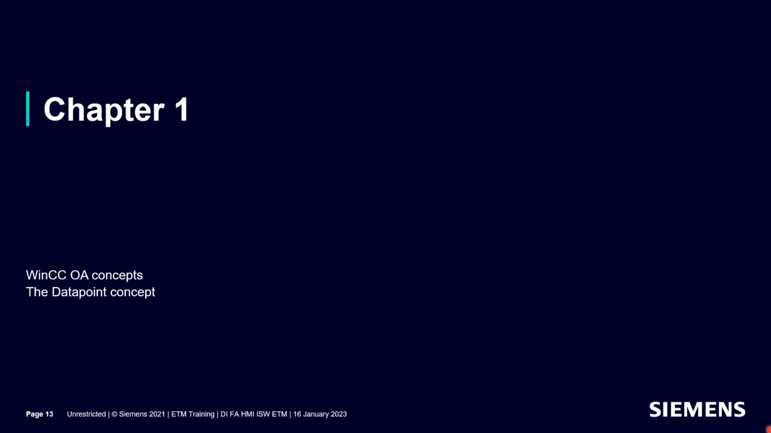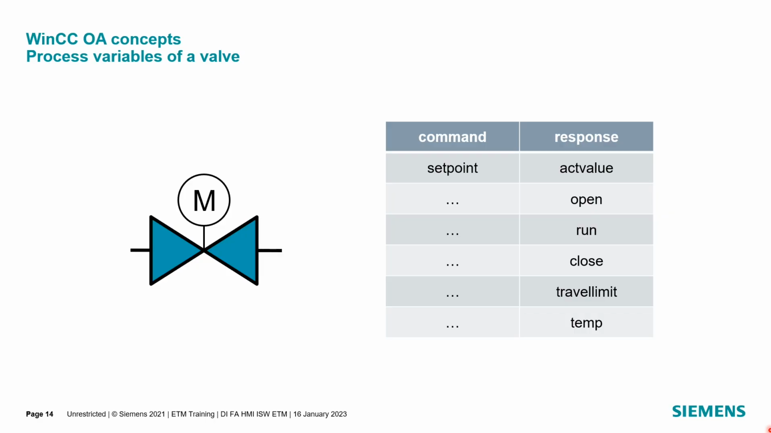Let's talk about our first chapter, the WinCC OA data point concept. If you think about SCADA and PLCs, we want to visualize system states of real devices in the outside world. Let's assume we have a motor-driven valve. If you think about this real device, there will be a PLC attached, and you can change the state from open to close.